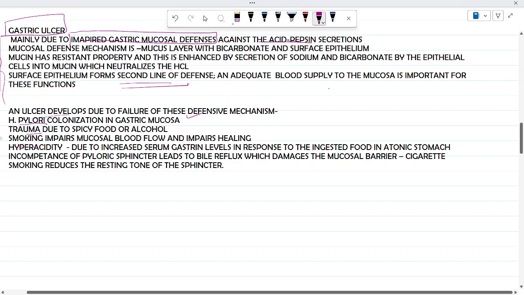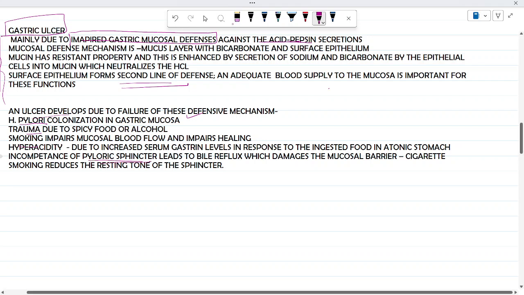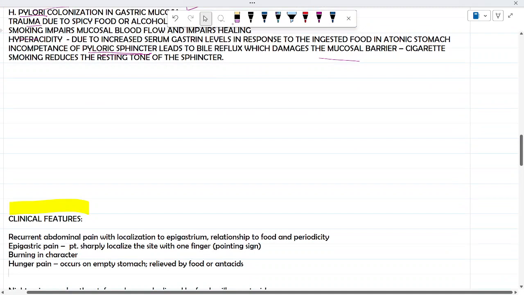Smoking, as we have talked about earlier, will hinder the blood flow and impair healing. Excess acid or hyperacidity again causes an increased serum gastrin level, and incompetence of the pyloric sphincter leads to bile reflux, and this bile damages the mucosal barrier. And not only this, cigarette smoking also affects the resting tone of the sphincter.